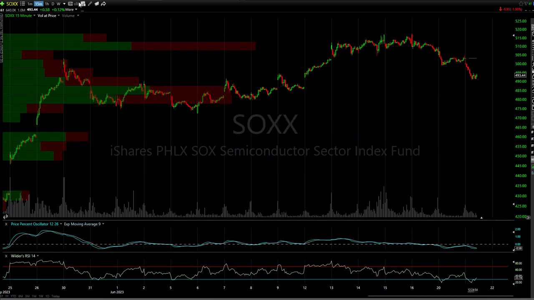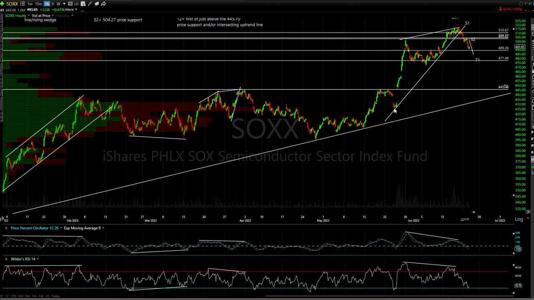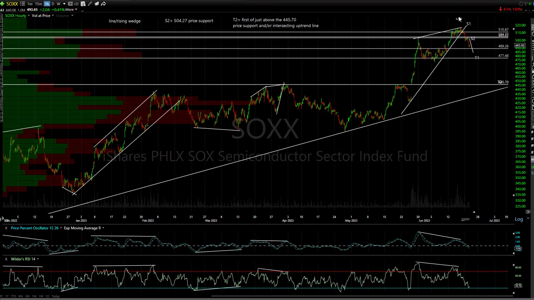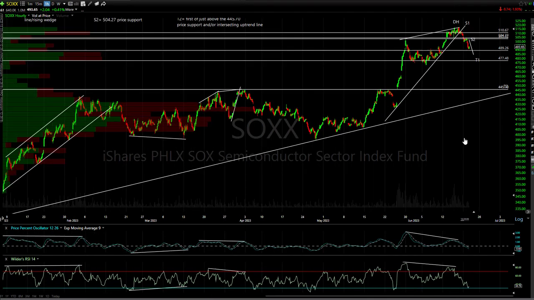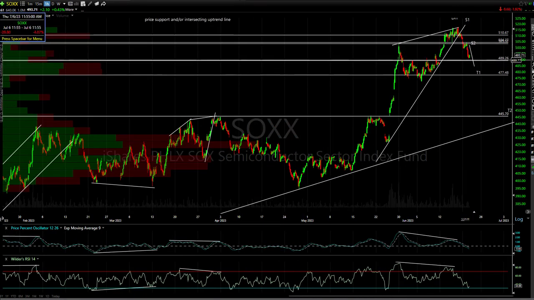SOXX. It's really the only sector I've thrown out as a trade idea in the last week or so. So obviously my top pick sector-wise. So far so good. We are up from the breakdown to today's lows.